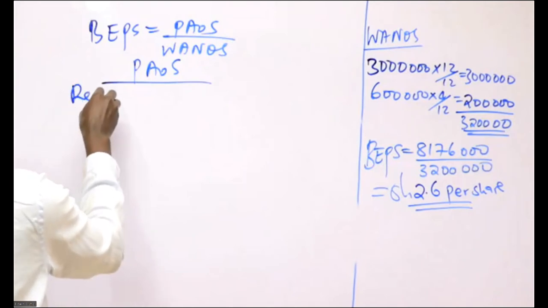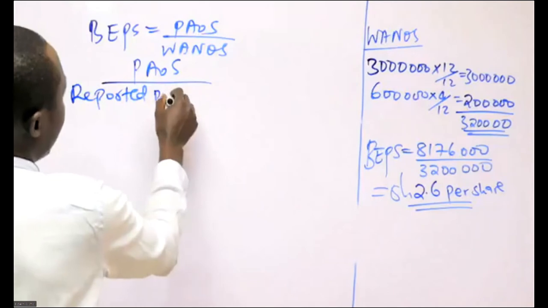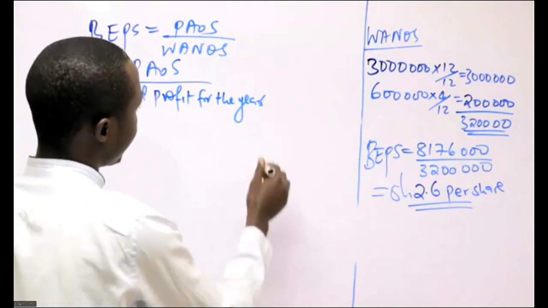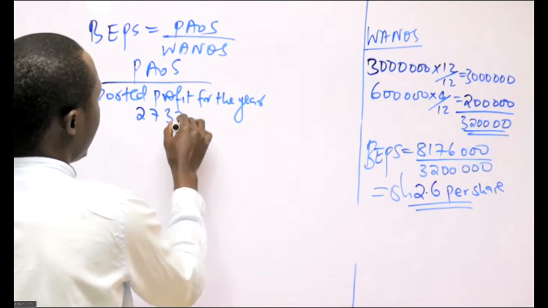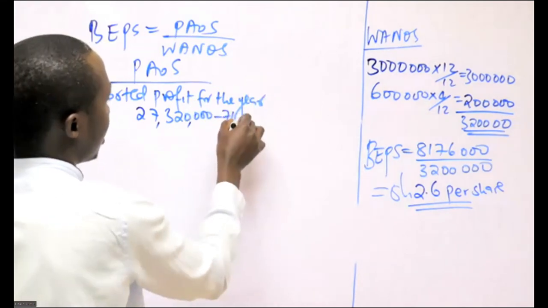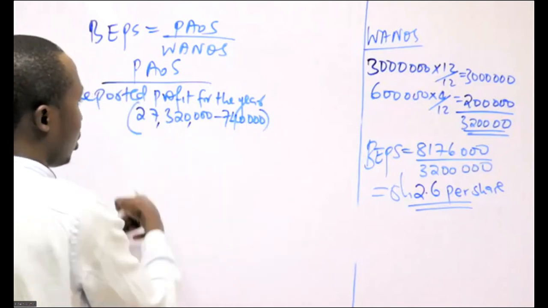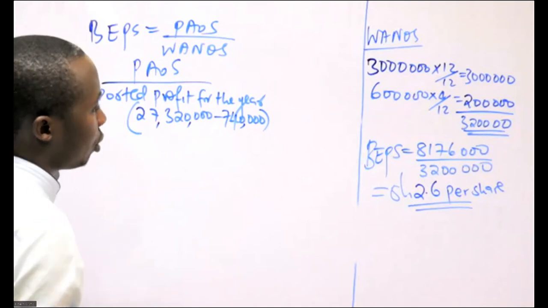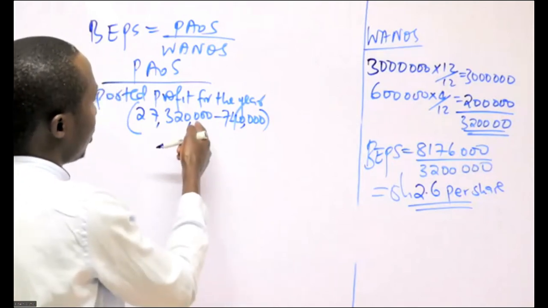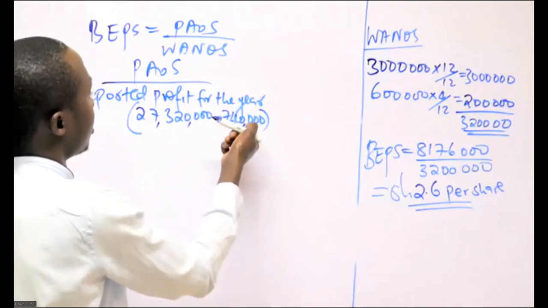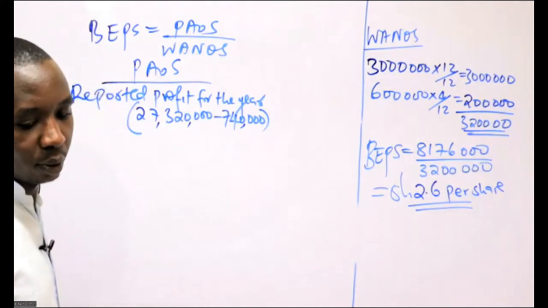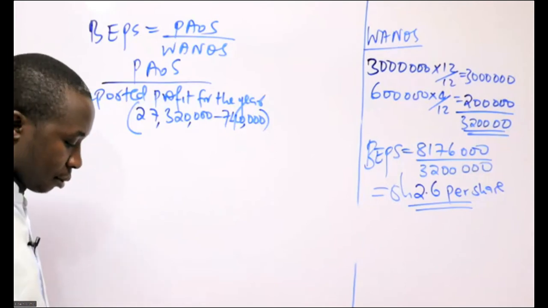So here we talk about the reported profit for the year. According to that question, it is 27,320,000, which is inclusive of the amount attributable to the NCI. So we deduct that one, because we were to minus the profit attributable to NCI, the minority shareholders, the 740,000. So if you take 27,320,000 minus 740,000, what do you have? 26,580,000.